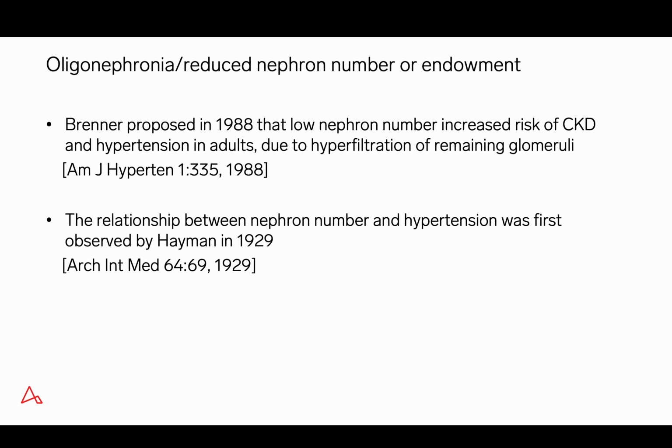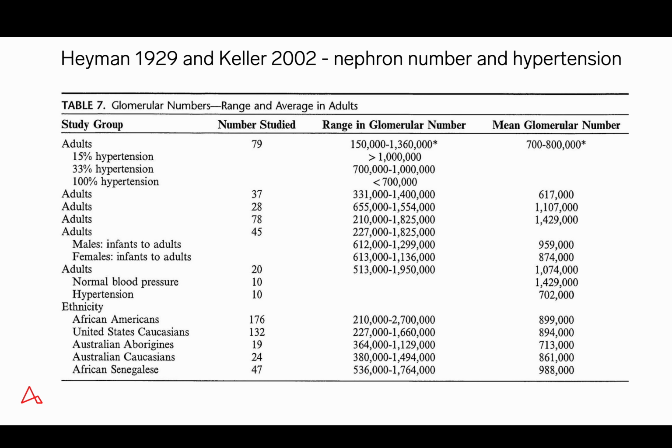Now, why is oligonephronia an important concept? Well, in 1988, Brenner proposed that low nephron number increased the risk of chronic kidney disease and hypertension in adults due to hyperfiltration of the remaining glomeruli. That said, the relationship between nephron number and hypertension was actually first observed by Heyman way back in 1929. If we return to this table that I previously showed, up here at the top, this is the Heyman study in which he showed if you have fewer than 700,000 nephrons, 100% of his patients had hypertension.